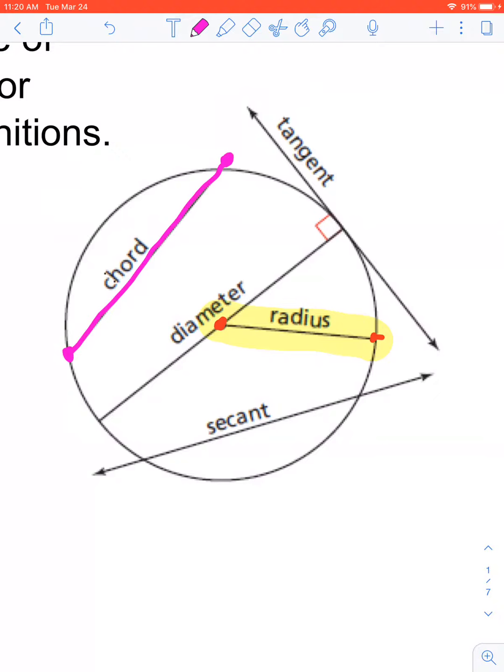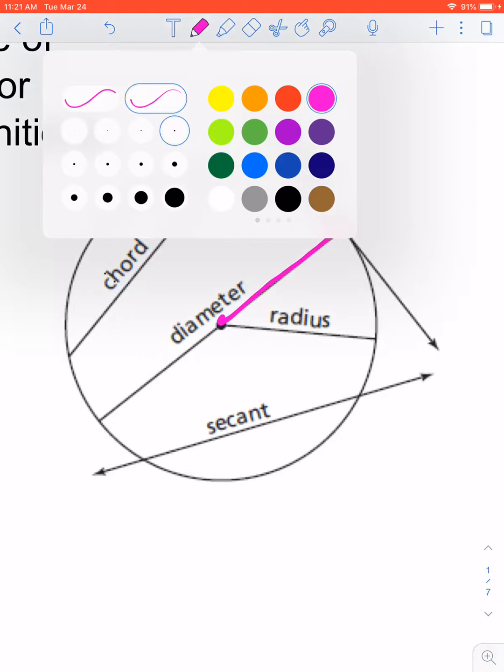A special type of chord is the diameter. So the diameter is special in a few ways. First of all, it's a chord, because it has endpoints on the circle, but it also goes through the center. So if you are being asked for the most specific type of segment on the circle, you would not call this a chord, you would call it a diameter whenever it goes through the center. Also notice that a diameter consists of two radii.